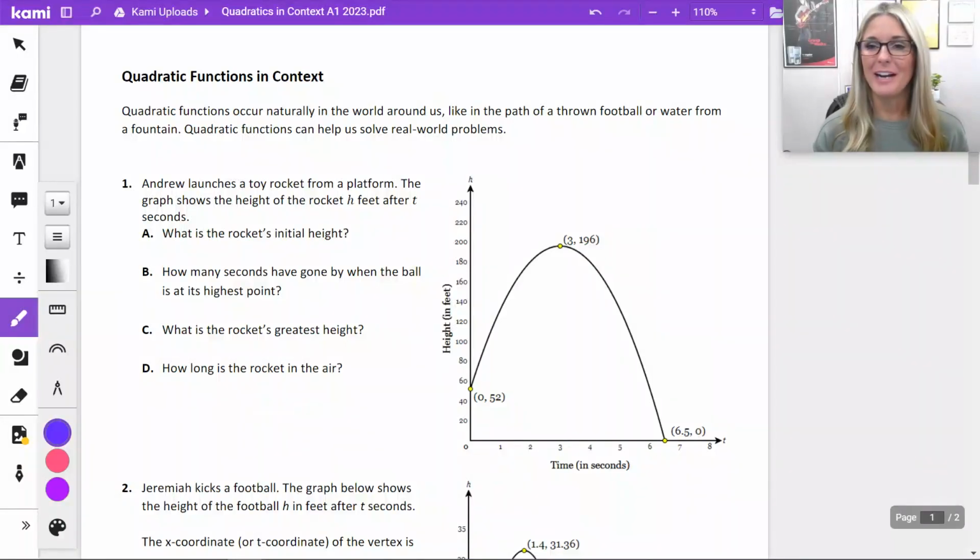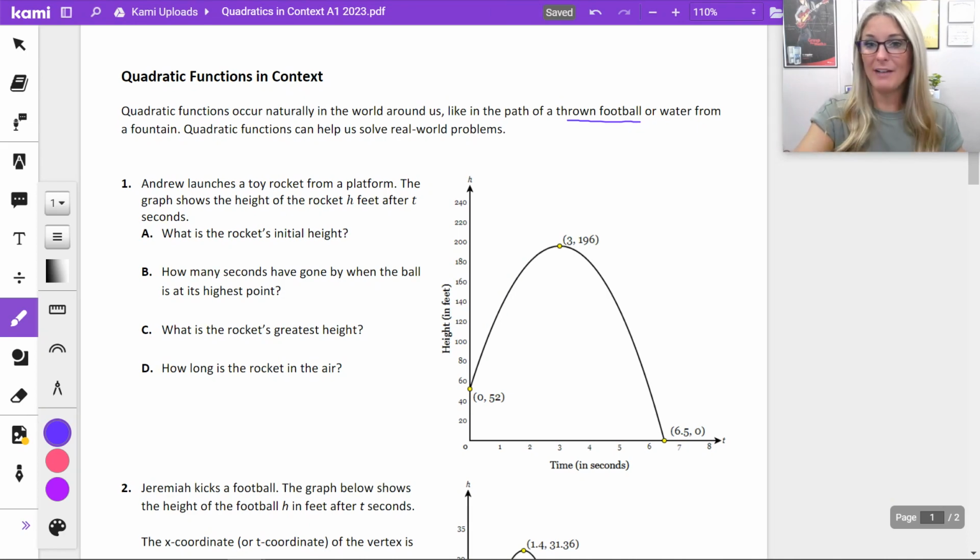Now let's look at quadratic functions in context. And actually, quadratic functions are the most naturally occurring functions in the world around us, like the path of a football when it's thrown, just that pull of gravity. And another example I have here is water from a fountain. Just when we throw something up and that soft curve as it falls back down is a quadratic function. So let's look at some examples.